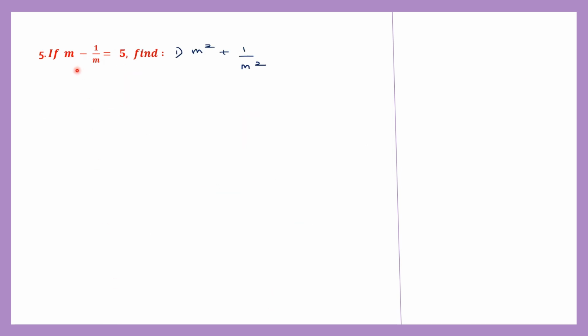Question 5. If m minus 1 by m is equal to 5, find the first one, m square plus 1 by m square. Now here, if we have to square this, we can use this identity, (a minus b) the whole square. In this case, can you see children, a square plus b square will always be positive. Whether this is minus or plus, this part is always positive. So we can apply this formula to find this, which is positive.